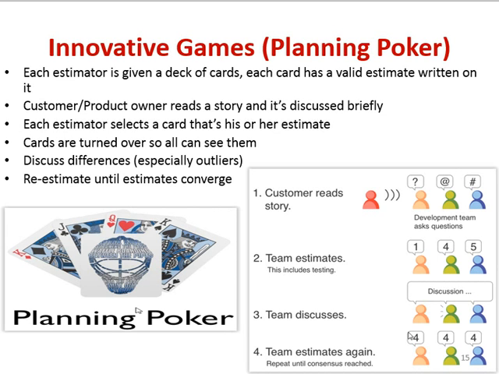So each estimator is given a deck of cards. Each card has a valid estimate written on it. The customer or the product owner reads a user story and it is discussed briefly. Each estimator, that is the developer A, B, C, selects a card, and that's his or her estimate. Cards are turned over so all can see them. Re-estimate until estimates converge. And finally, we have the process tailoring.